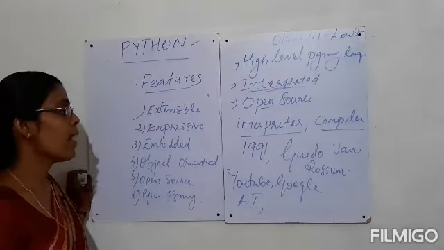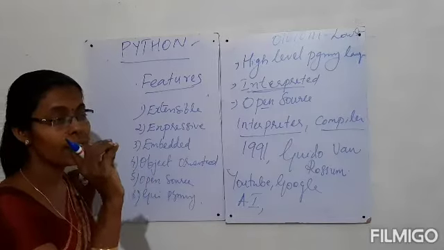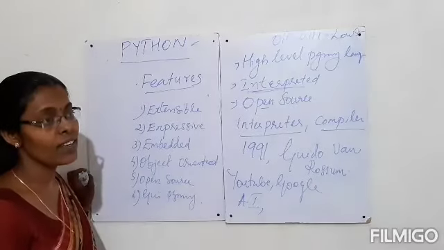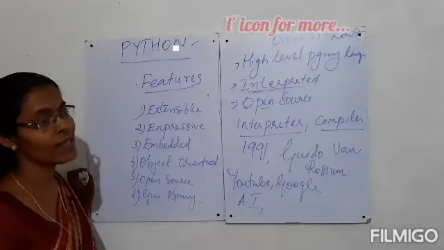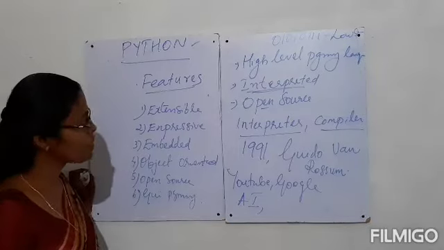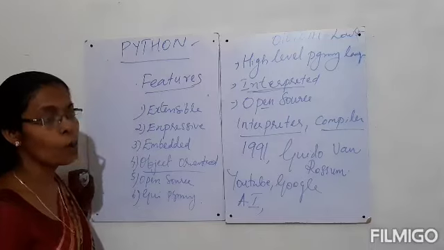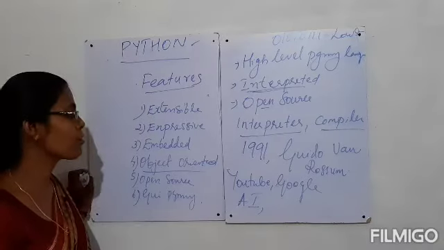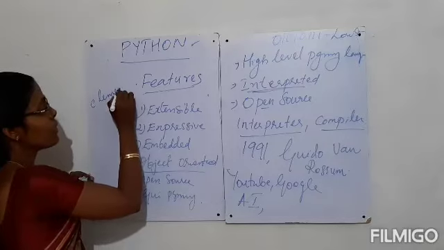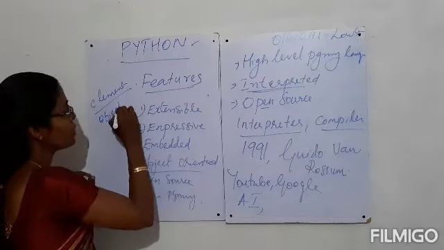It is extensible, expressive, means you are expressing an idea in a less number of codes. Whenever we are comparing with C++ and Java, it is very easy. We can express the idea in a simple statement. Embedded, object oriented. We are all familiar with this term, object oriented. C++ also supports object oriented concepts. So each and every element in Python is known as what? Object. So it is object oriented language.